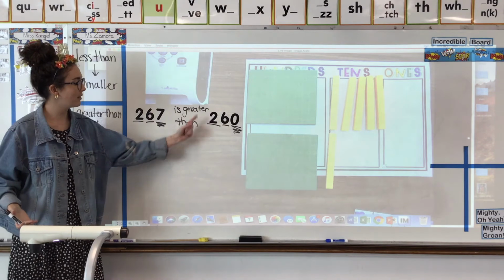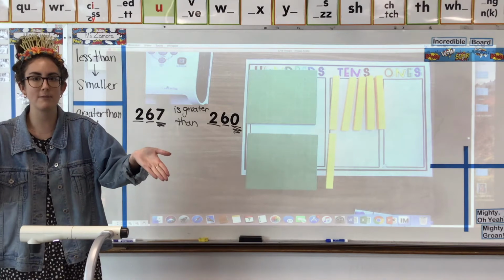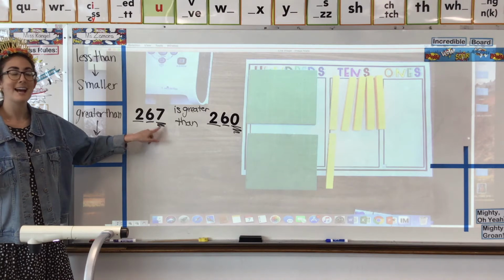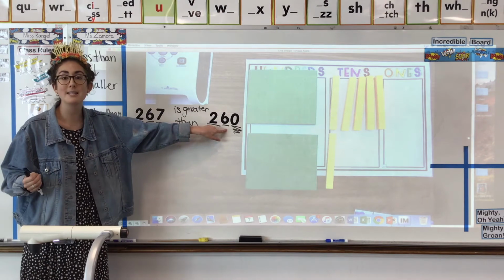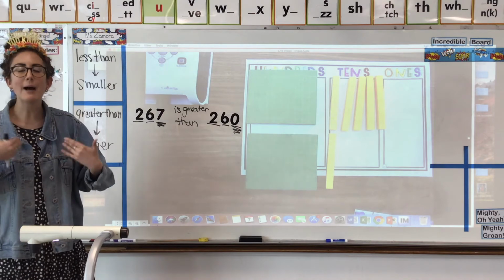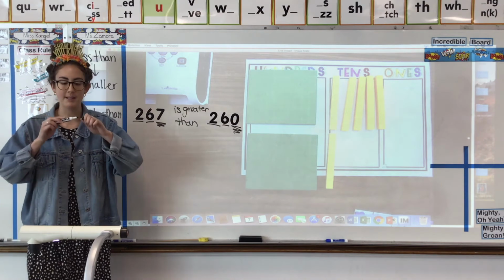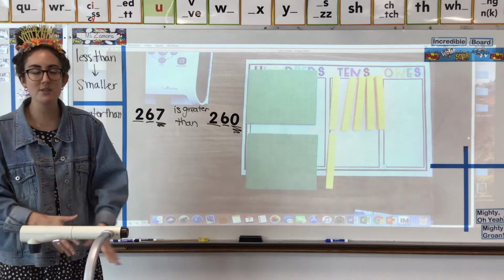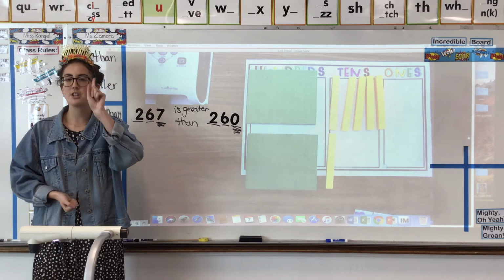267 is greater than 260 because, what was the reason we found? Because 267 has 7 ones when 260 has 0 ones. So that was our clue where we can justify that we used greater than. Okay, awesome people. Great job using our chart and starting with our language. We're going to do one last problem together to get you ready.